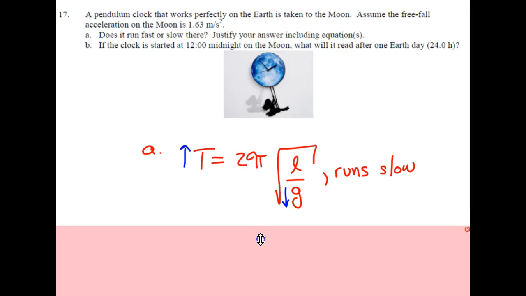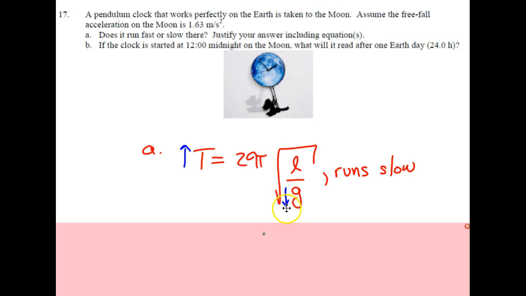Okay, so let's start with A here. We start with the formula for the period of a pendulum, T equals 2 pi square root L over g. And clearly the acceleration on the moon at 1.63 is less than the acceleration on Earth, which is 9.81.